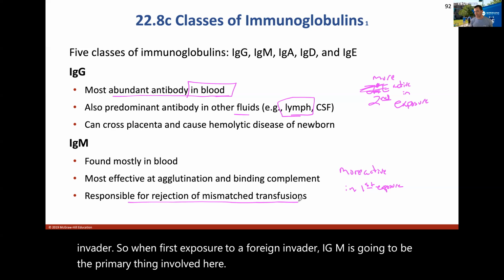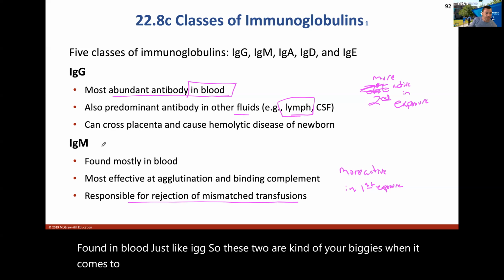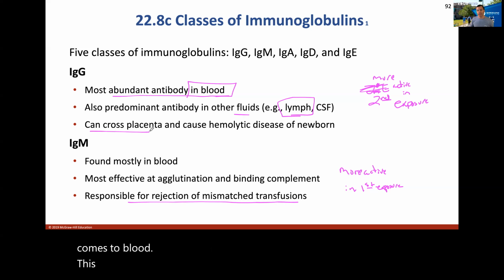Found in blood, just like IgG. So these two are kind of your biggies when it comes to blood, okay? This one can cross the placenta. It can cause hemolytic disease of the newborn.